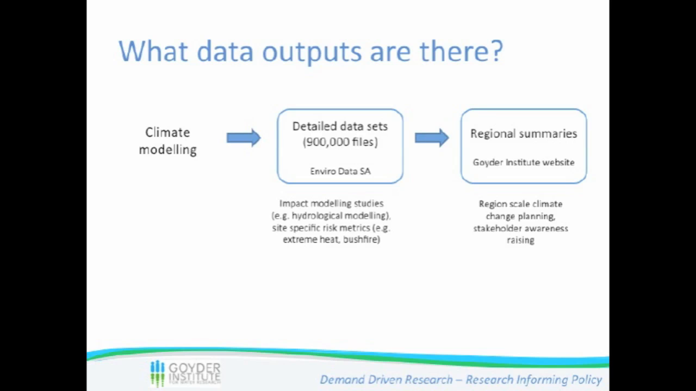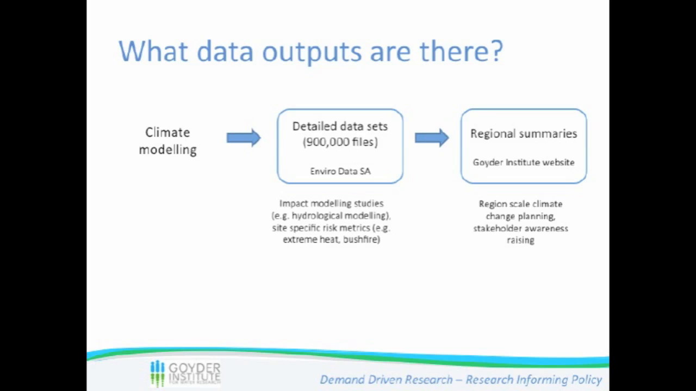There's also regional summaries. Obviously, in putting together this information, there wasn't an expectation that people doing region-scale adaptation planning were going to go look at these 900,000 data files. You wouldn't wish that upon them. What there is, though, now is summaries of the high-level trends available for the NRM regions around the state. And that information is now, as of today, available on the Goyder Institute website. So you can go to the website there and access those regional summaries.